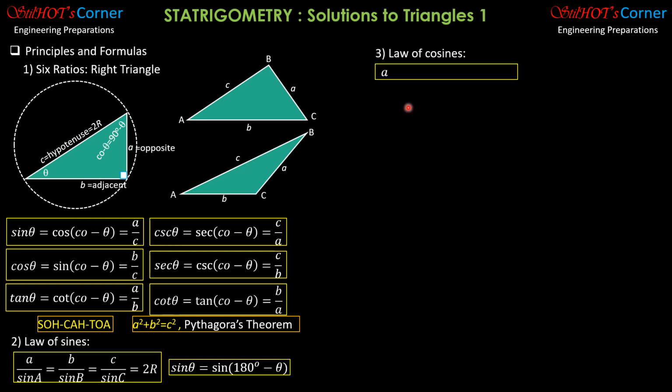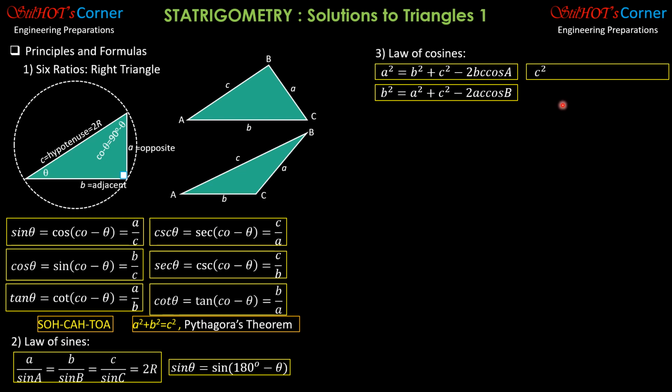So we have the law of cosines here. A square equals B square plus C square minus 2BC cosine of angle A. Therefore, B square equals A square plus C square minus 2AC cosine of angle B. Opposite to side B is angle B. Then C square equals A square plus B square minus 2AB cosine of angle C.